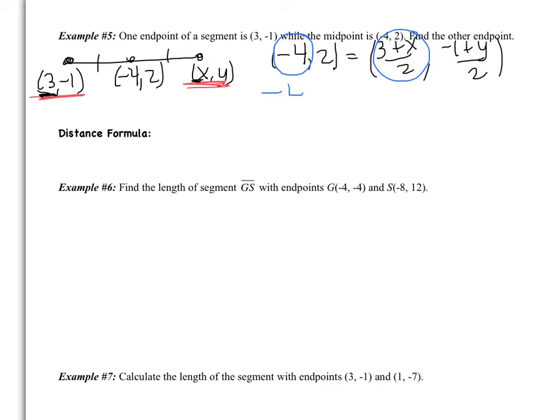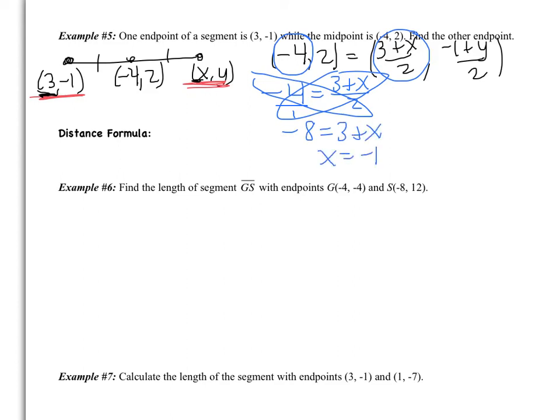So I have -4 equals 3 plus x over 2. Okay, this is like -4/1. And now I can multiply. Okay, so I have -8 equals 3 plus x. If I subtract 3, I get x equals -11.